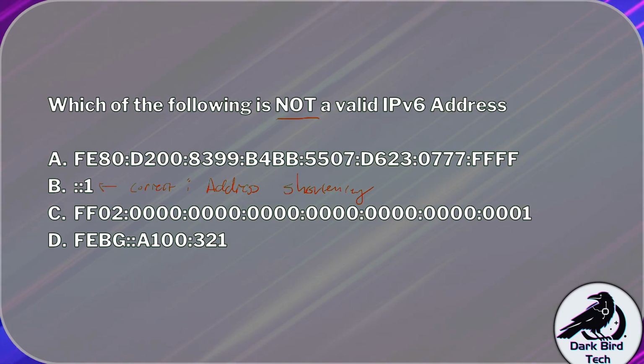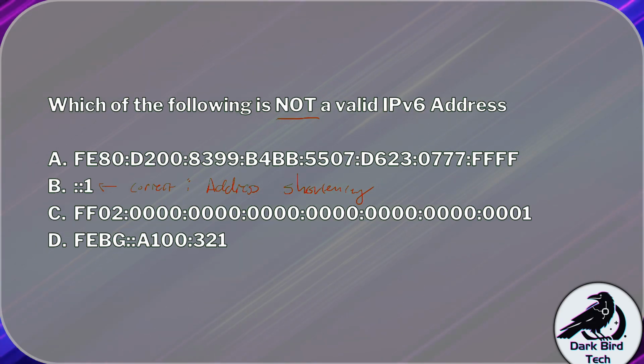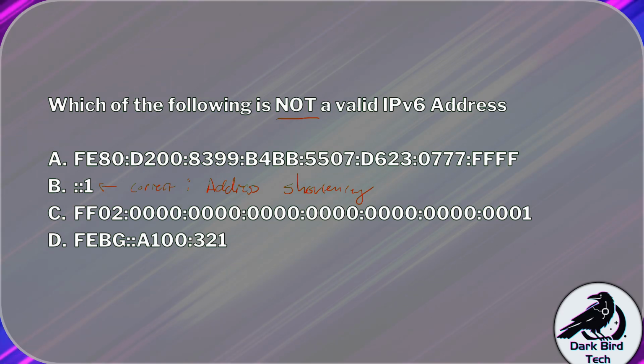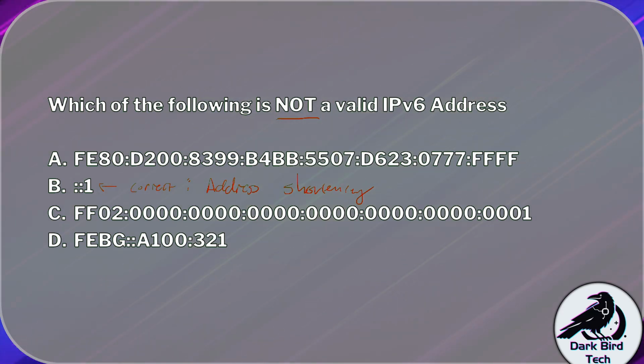So if that was written out fully, it would be 7 fields of all 0, and the last field, the 8th one, would be 0001. So that's a correct IP version 6 address. It's just very, very shortened. In fact, that's specifically the IP version 6 loopback address. It's equivalent to 127.something.something.something in IPv4.